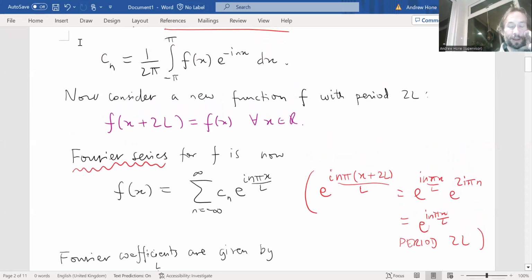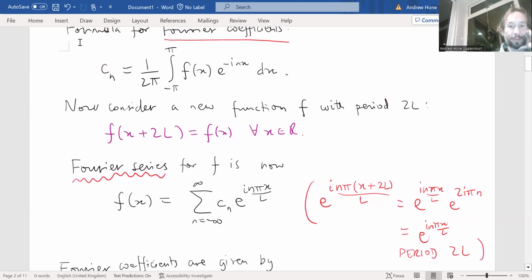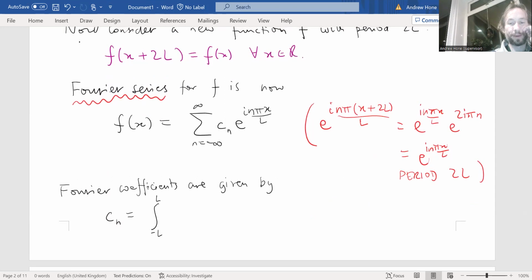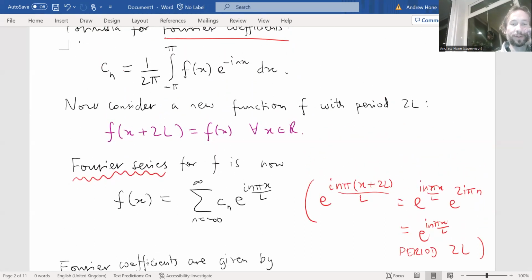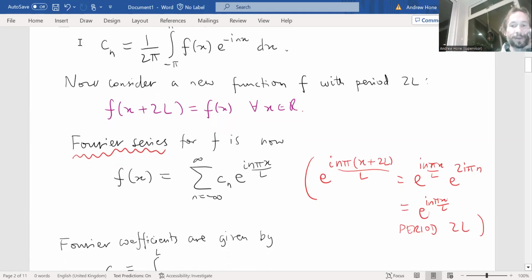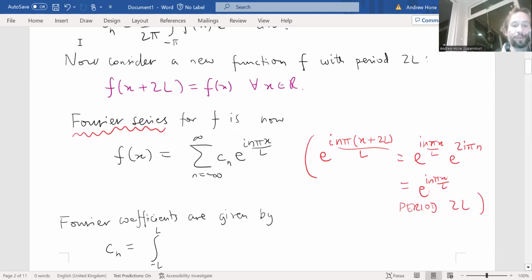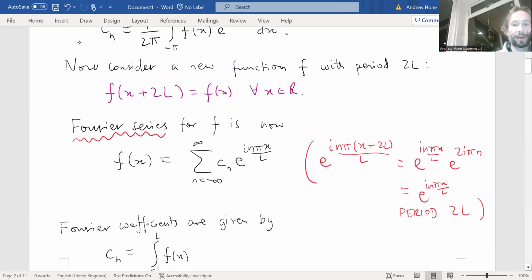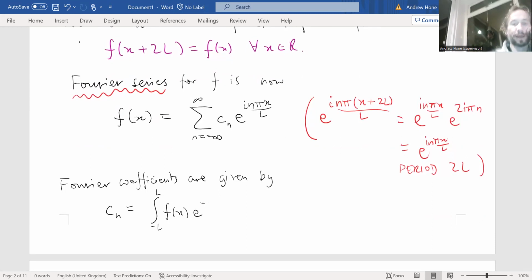So okay, the formula that we had before for Cn had 1/2 pi, and then an integral from minus pi to pi. So when we do this scaling, we get an integral from minus L to L, and we have f of x, and then now we're going to need to have e to the minus i n pi x over L dx.